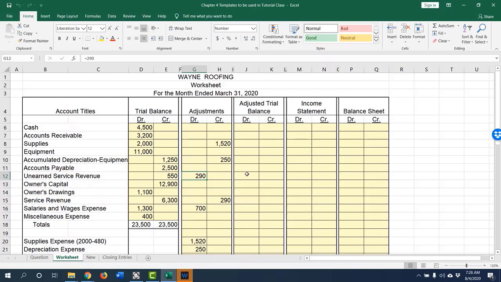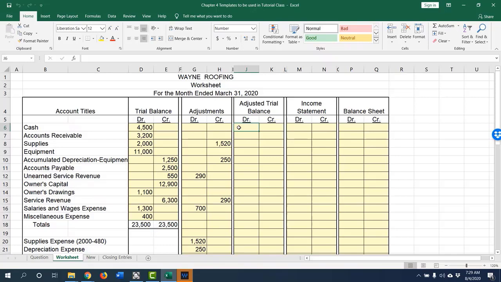Think about cash. In the trial balance, the balance of cash was 4,500. That is the unadjusted one. And what will be the balance in the adjusted trial balance? Very simple: the cash account didn't get impacted by any of the adjusting entries. So the balance of cash didn't change, and the balance will remain the same.